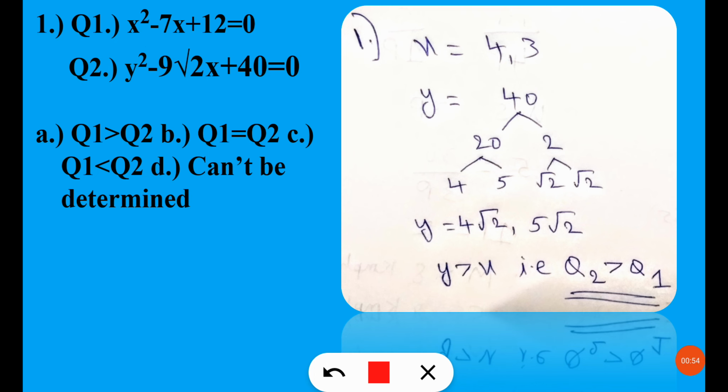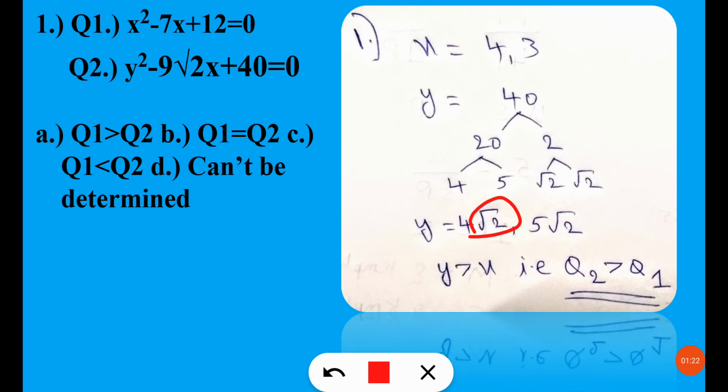In the same way, for the y in Q2, 40 is broken down as 20 and 2. 20 is again broken down as 4 into 5, and 2 can be written as root 2 into root 2. Here the coefficient is minus 9 root 2, so we will distribute 4 root 2 and 5 root 2, and the roots will be y equal to 4 root 2 and 5 root 2.